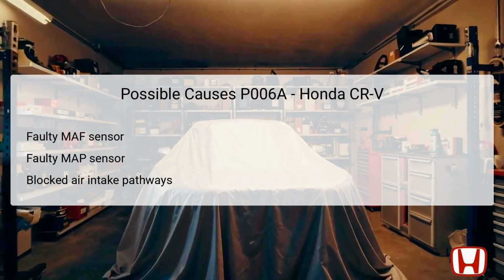Several underlying causes can lead to the P006A DTC. Firstly, a faulty mass airflow sensor may produce incorrect readings about the incoming air, which affects the engine's performance. Similarly, if the Manifold Absolute Pressure (MAP) sensor is malfunctioning, its incorrect signals will mislead the PCM regarding the engine's air supply needs. Blockages or restrictions in the intake air system can also contribute to this DTC, as they prevent the correct amount of air from entering the engine.